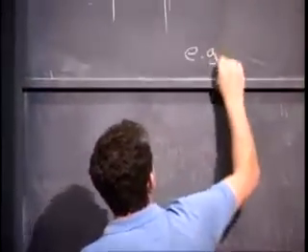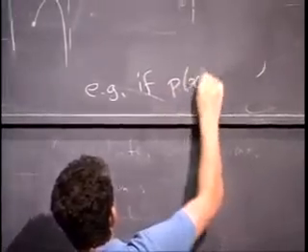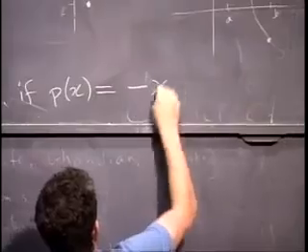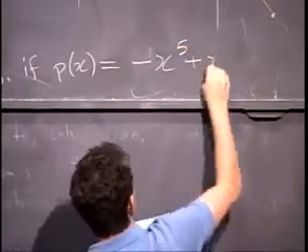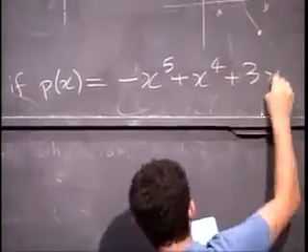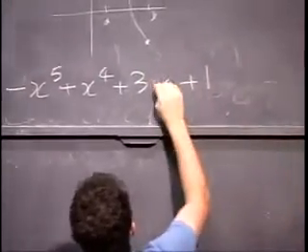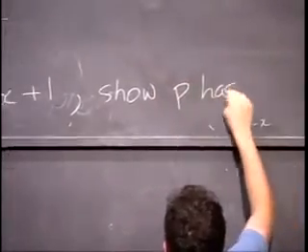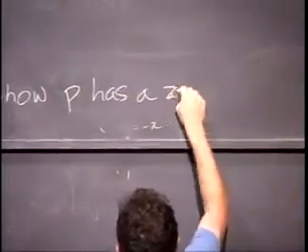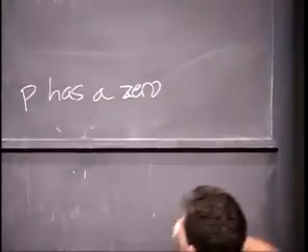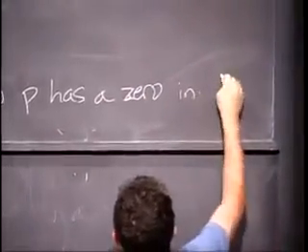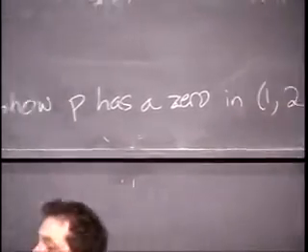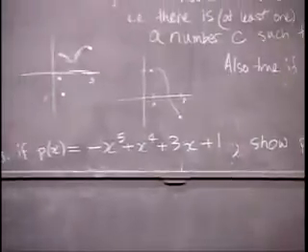E.g., if p of x happens to be equal to negative x to the 5 plus x to the 4 plus 3x plus 1, show p has a 0, or a root, or an x-intercept in the interval 1, 2. Well, the correct solution to this goes like this.